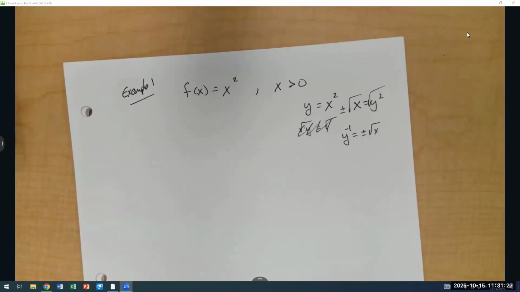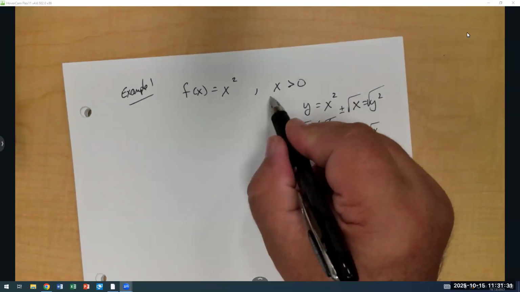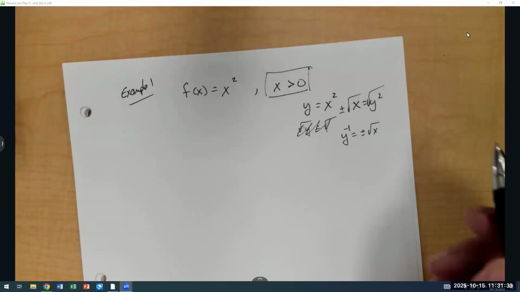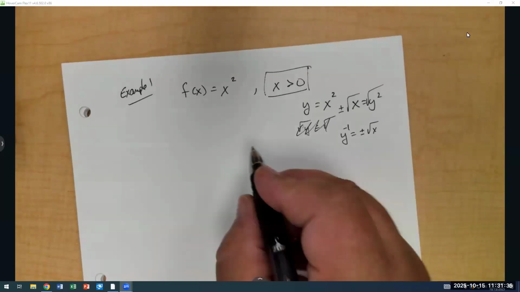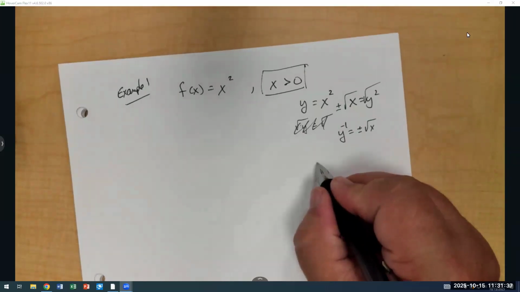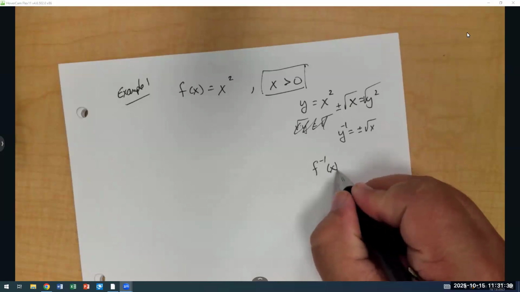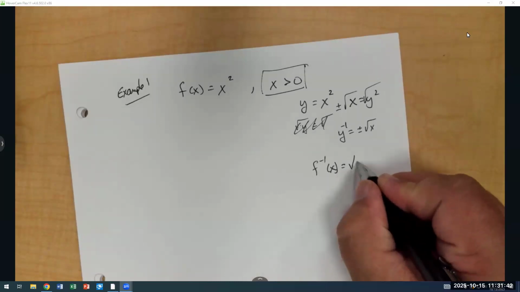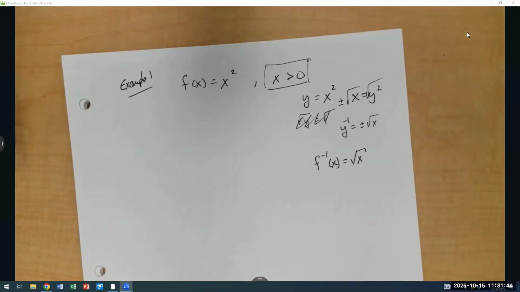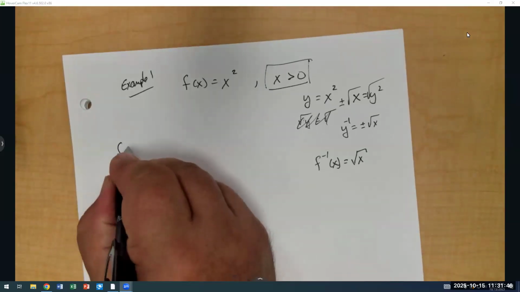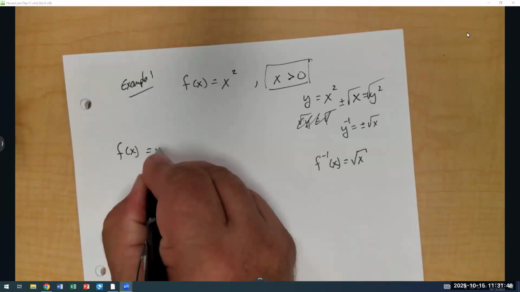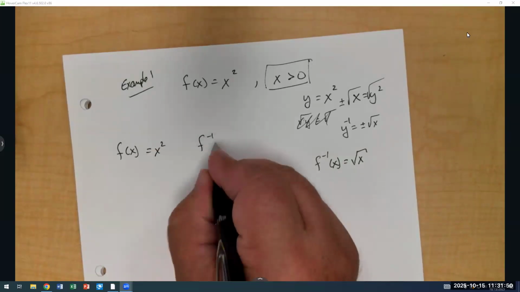Professor, would it still be plus or minus if x is greater than 0? Very good. We've limited our domain to that. So now our inverse, good catch. We're only dealing with the positive x's. So now we know our f of x. We know our inverse.